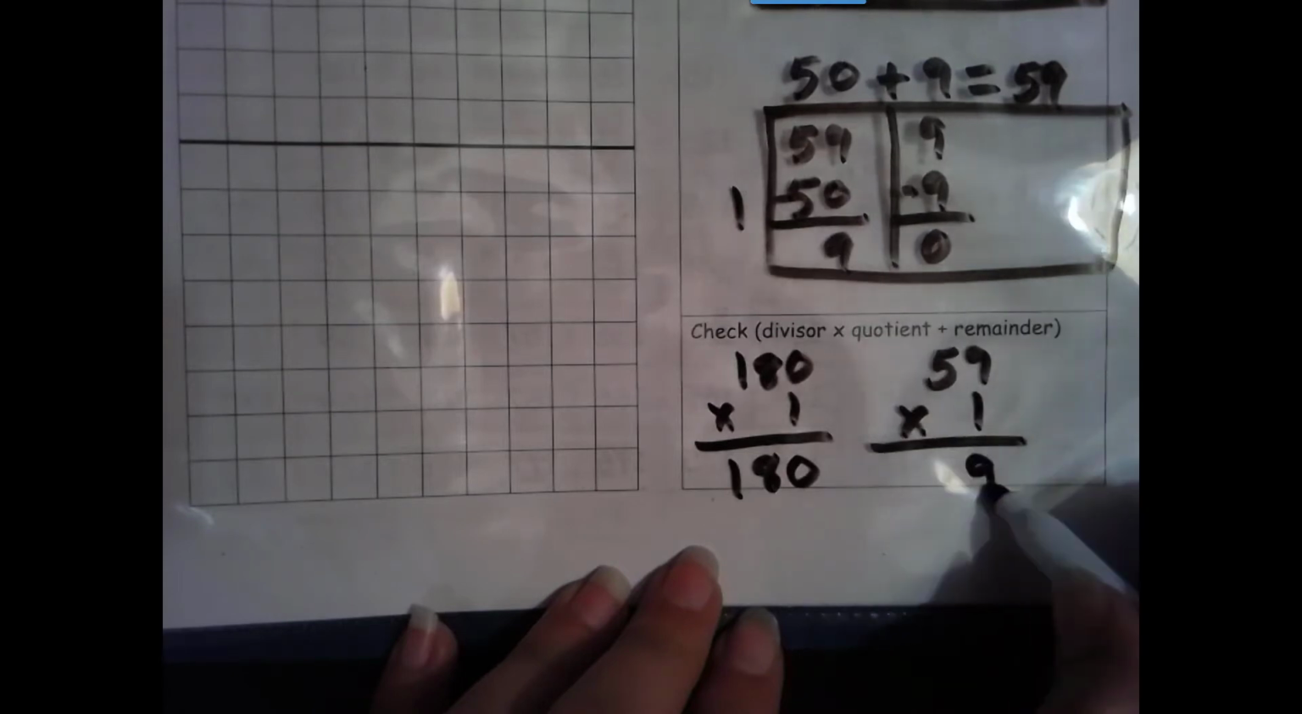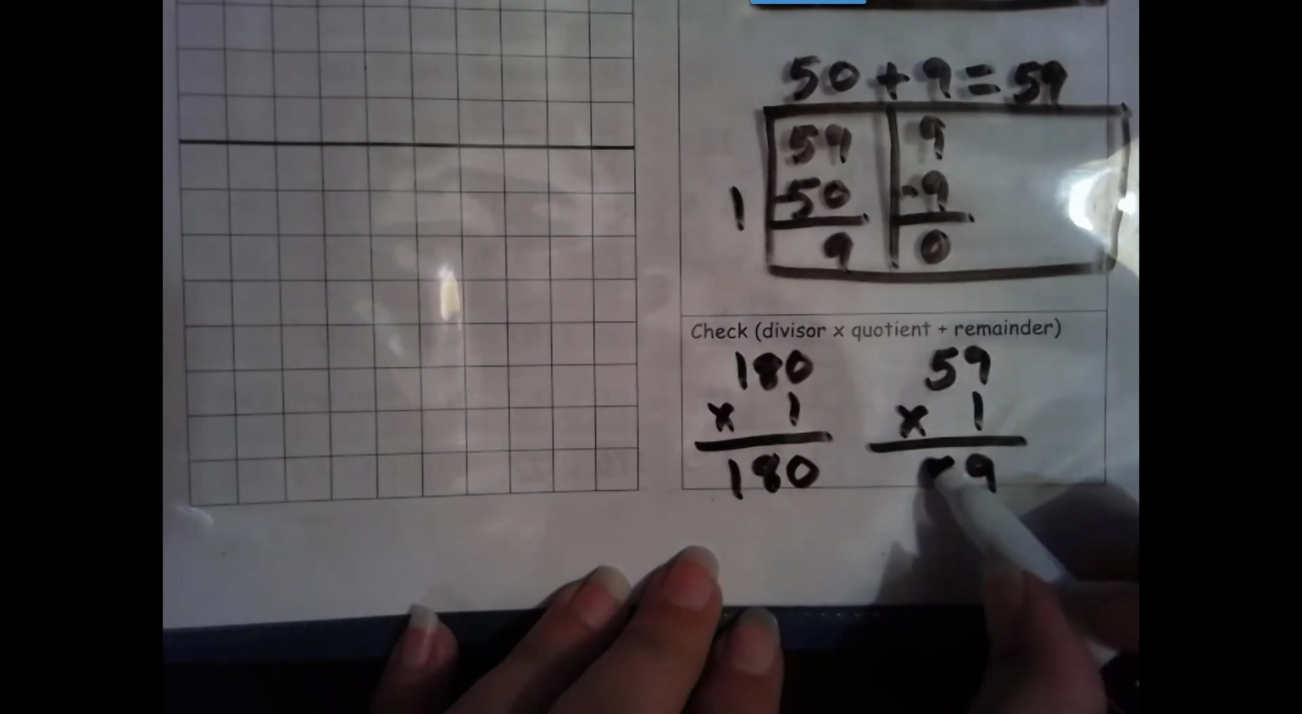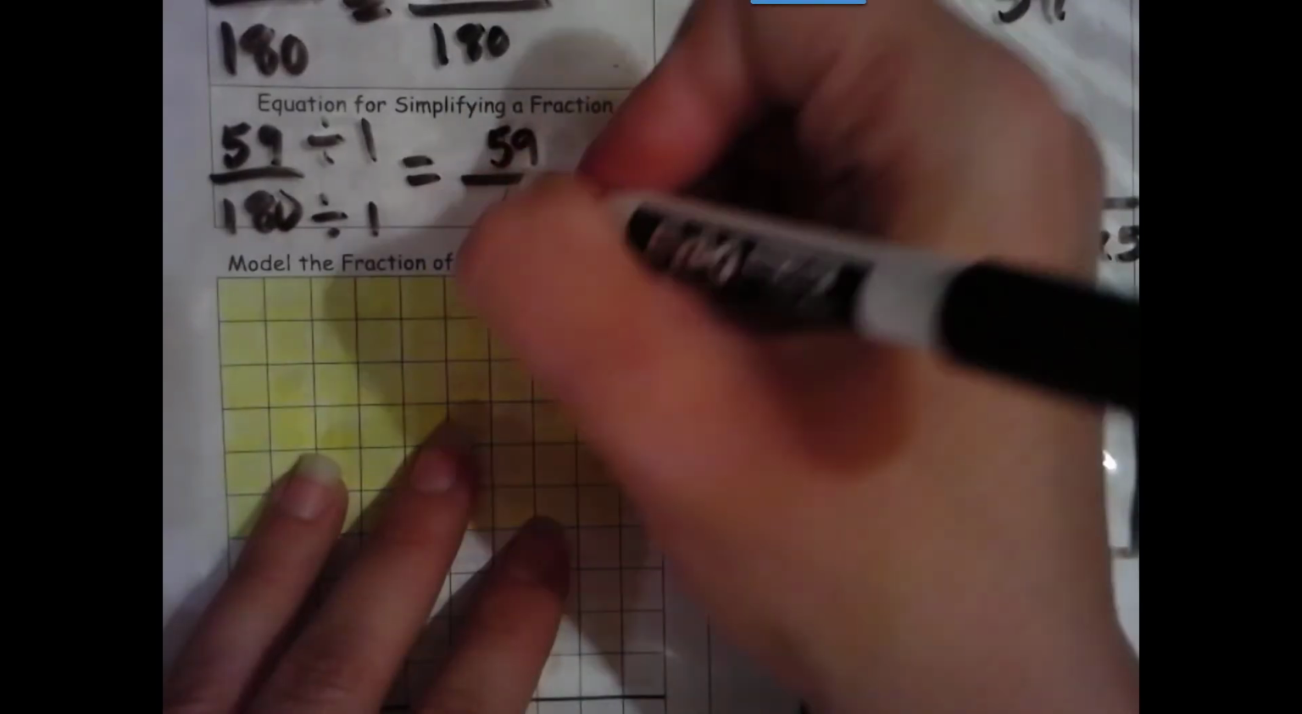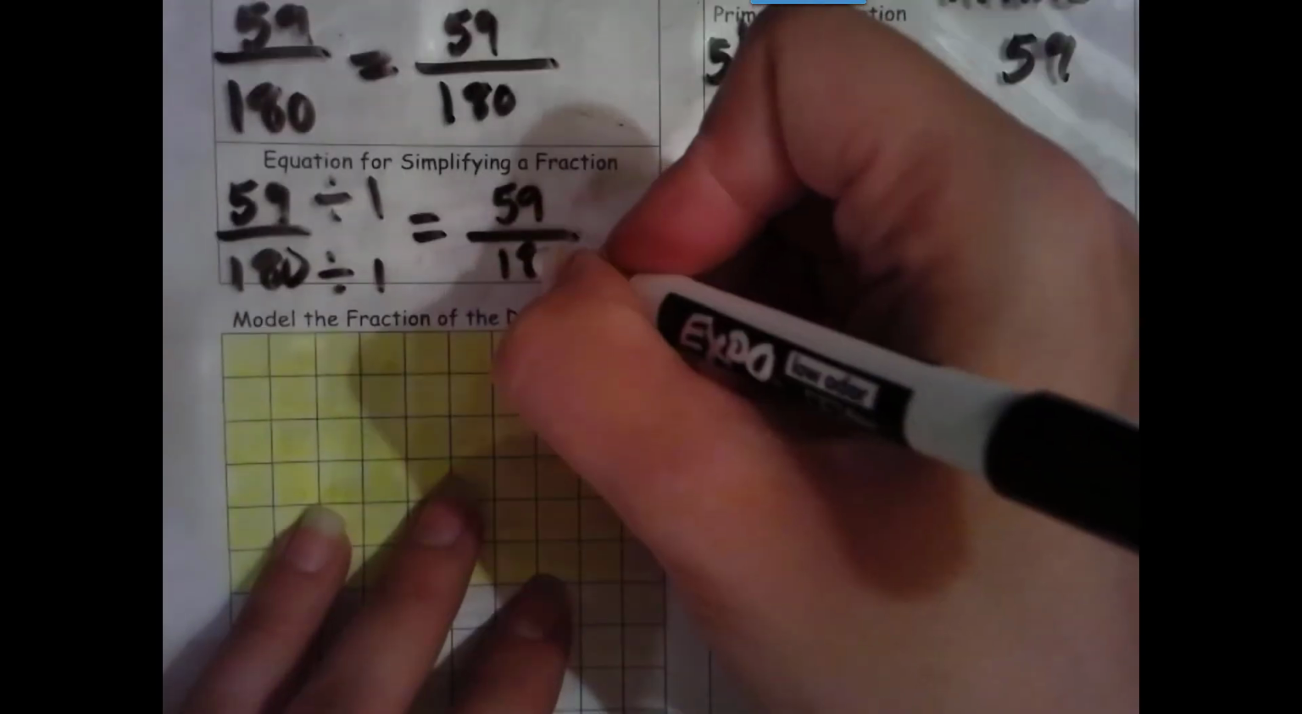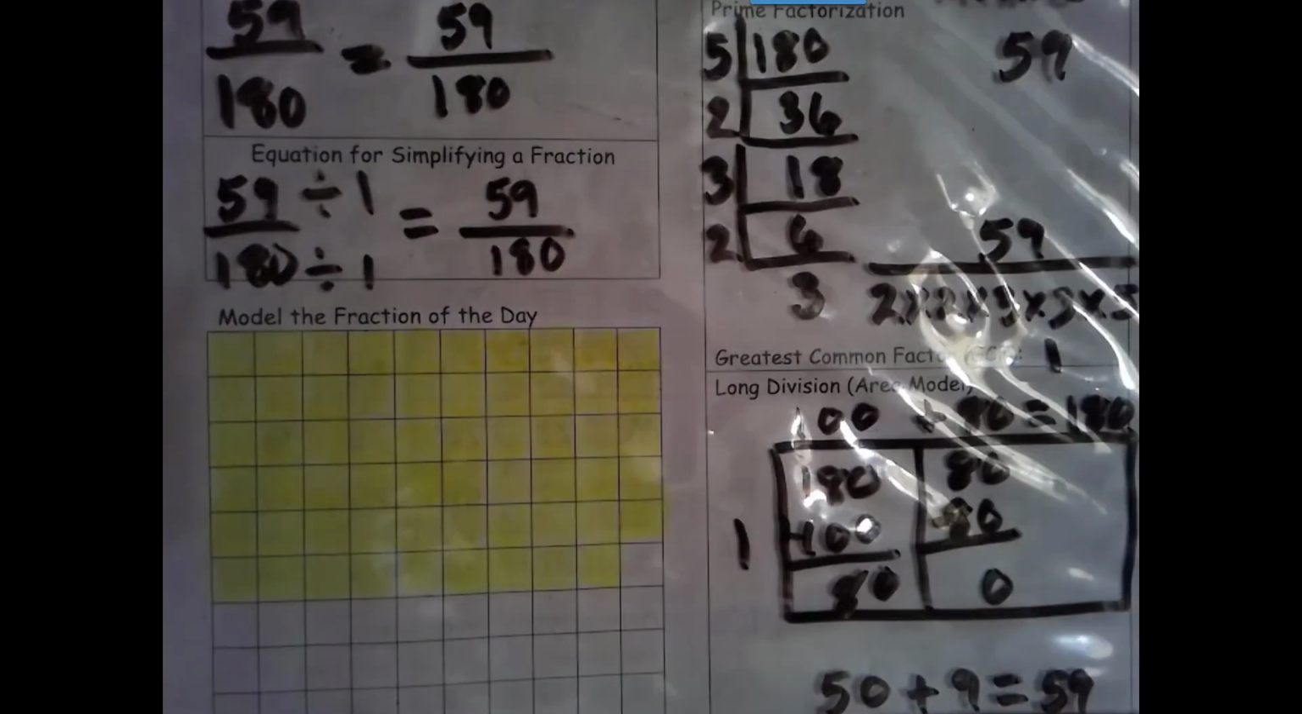1 times 9 is 9. One group of 9, one group of 50 is 50. So 59, that matches my dividend here, check. 180 matches my dividend over here, so check. My numerator is definitely 59. My denominator is 180. So let's go ahead and fill in our data collection page.